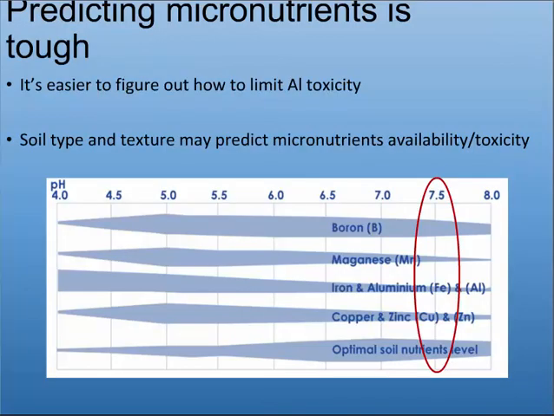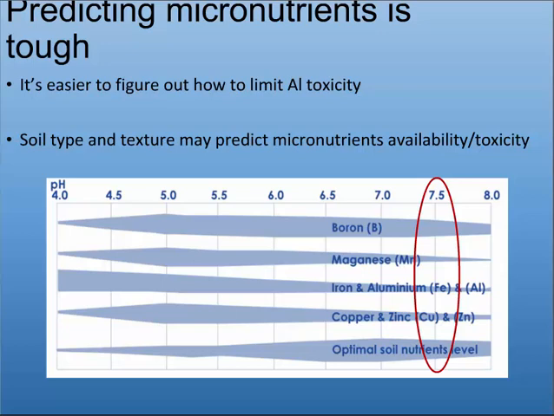Predicting micronutrients in soils and their availability to crops is tough. That pH of 5.5 for aluminum is a lot easier to discuss with people because we know in general, if you hit 5.5, you reduce the toxicity. Again, if your soil doesn't have a lot of free aluminum, it might not be as much of an issue. But a pH of 5.5 is a good point to hit. It's a good talking point, but it doesn't fit all soil types.